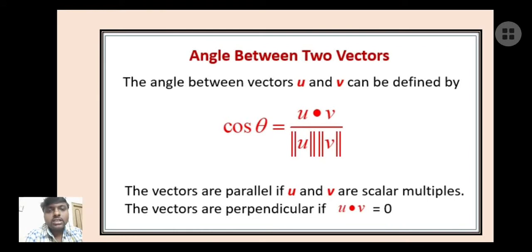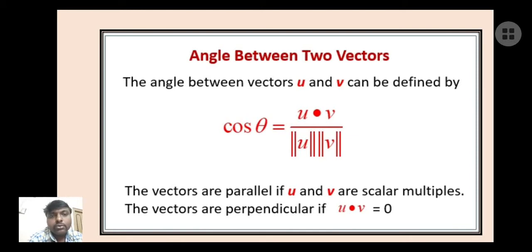First of all, I give the definition for the angle between two vectors. The angle between two vectors u and v can be defined as cos theta is equal to u bar dot v bar by magnitude of u into magnitude of v. So this theta is nothing but the angle between those two vectors.